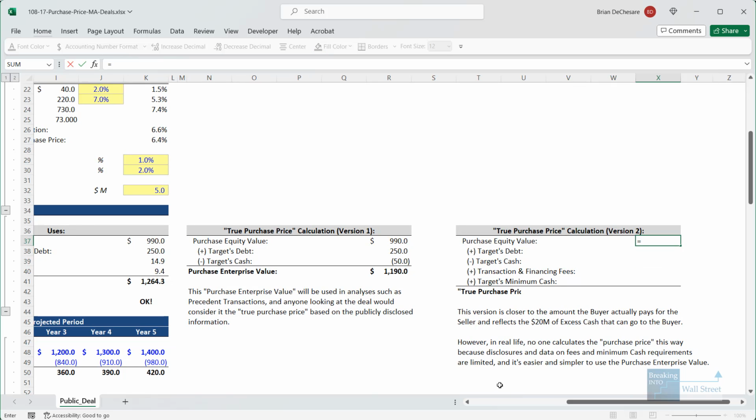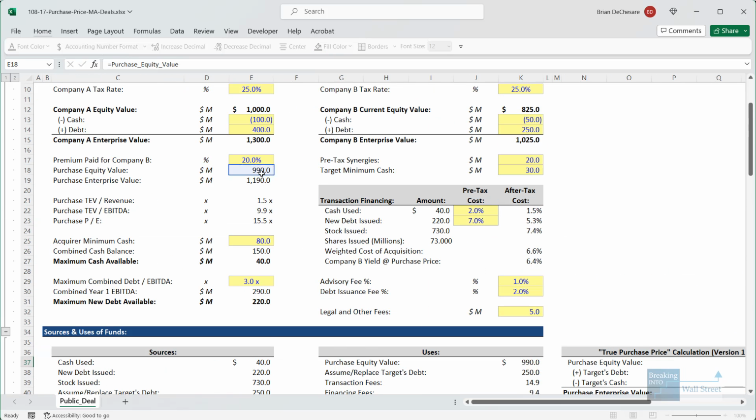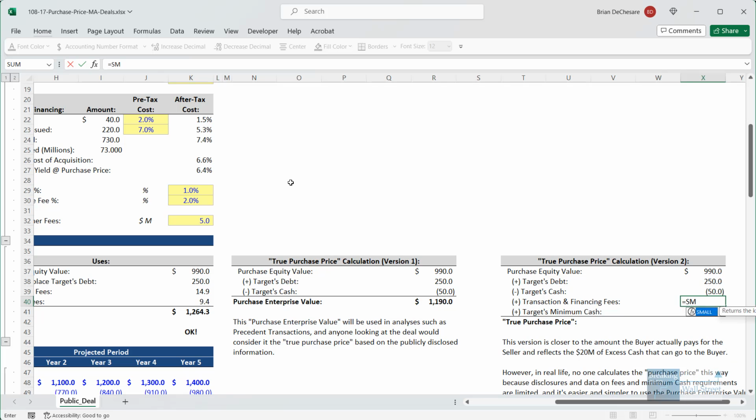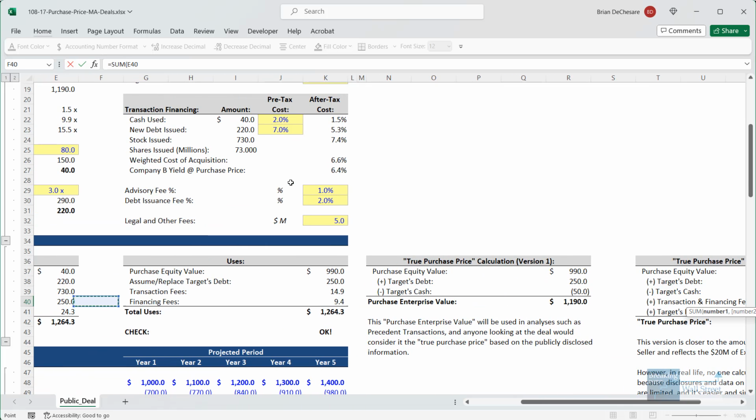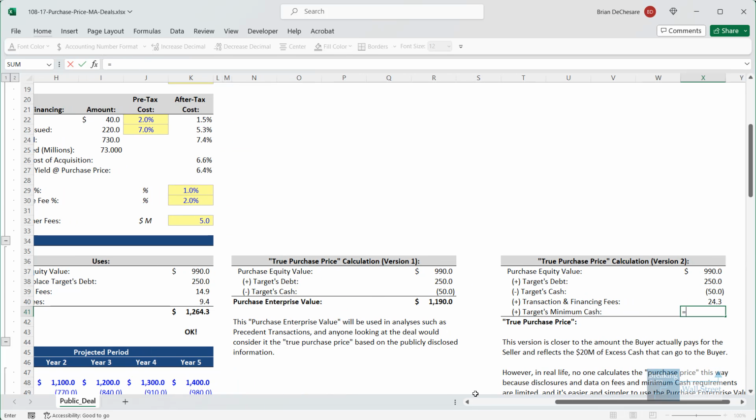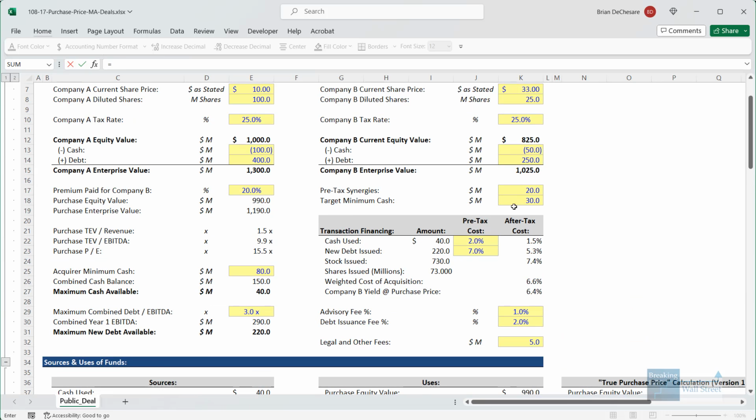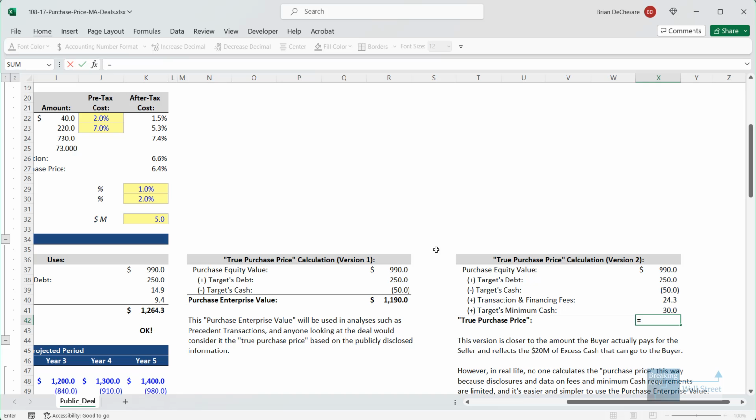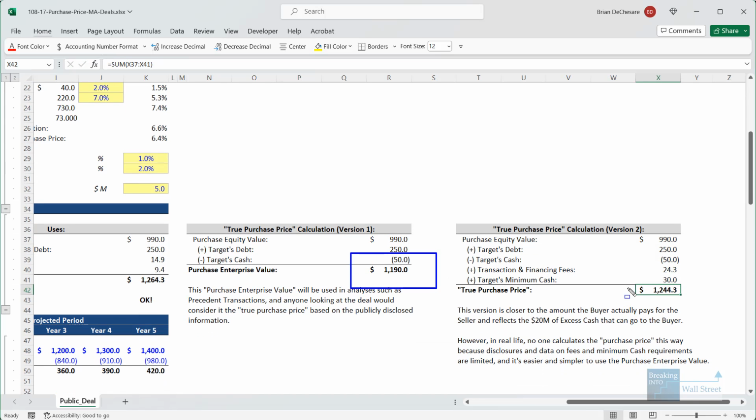We can start with the purchase equity value as always, and then we can take the target's debt, and then we can take the target's cash right here. We can then add the transaction and financing fees, which I have included in the sources and uses schedule right here. And then we can factor in the target's minimum cash balance, which we have assumed is 30 million right here. And if we do this and add it up, it comes out to a number that is slightly higher than the purchase enterprise value by about 50 or 60 million, something in that range.